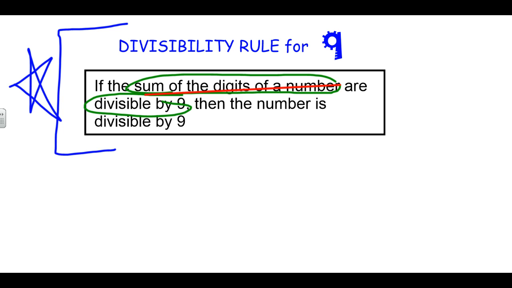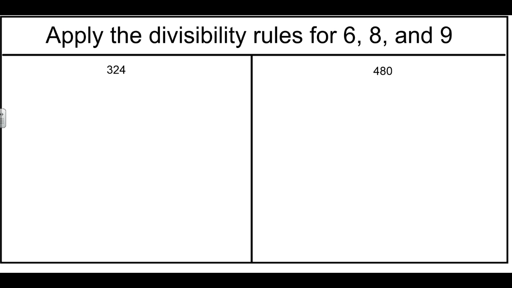We're not going to go through an example here because it's exactly the same as 3, but let's use the divisibility rules for 6, 8, and 9 to find out if 324 and 480 are divisible by those numbers. So we're going to do these together, copy this down as we go along.